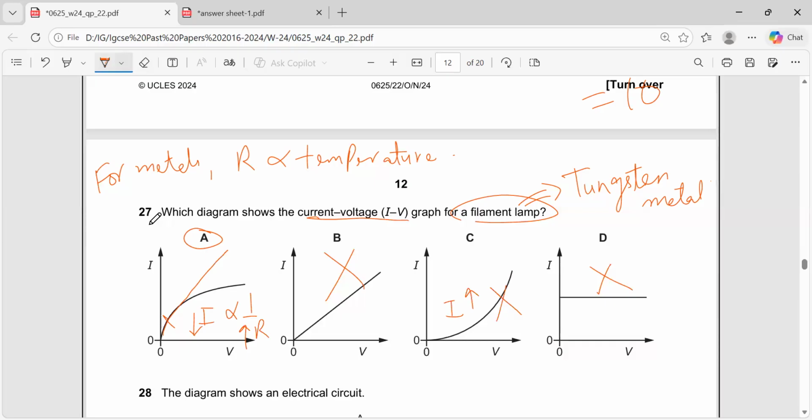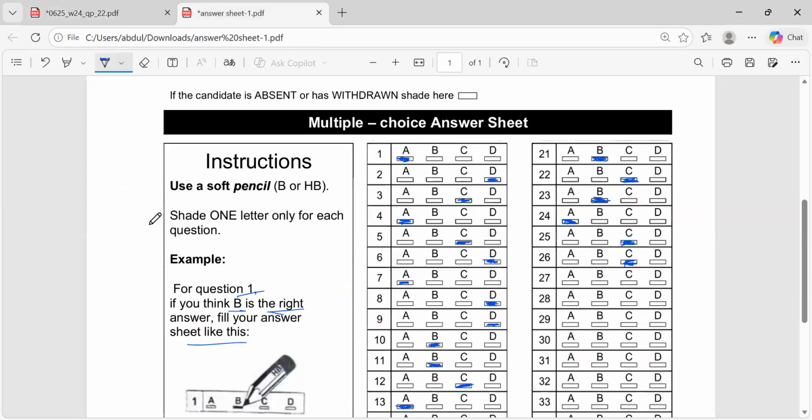And we are unable to touch it even after 10 minutes. It's that hot. That's why it is now not that popular in houses and in commercial buildings, because it consumes a lot of electricity and gives out less light as its efficiency is low. Now LEDs and other options are being used. So the answer for 27 is A.